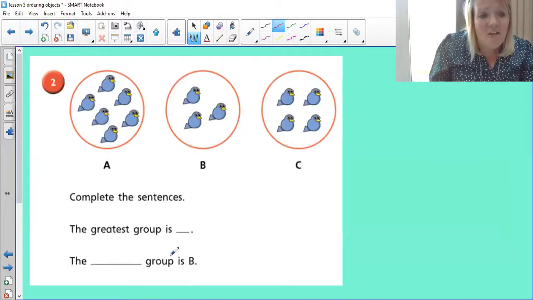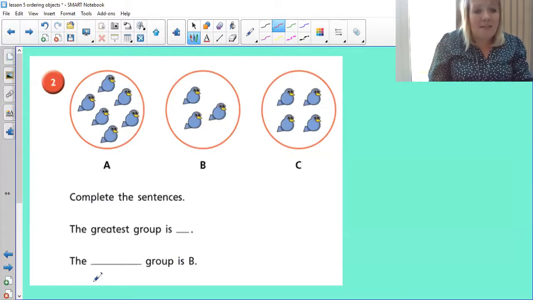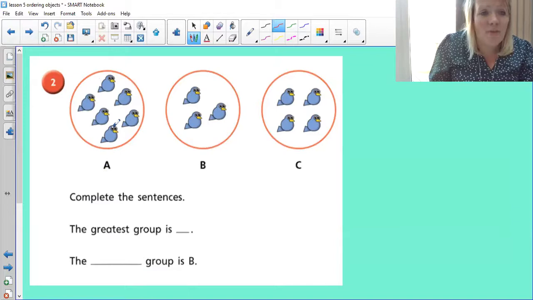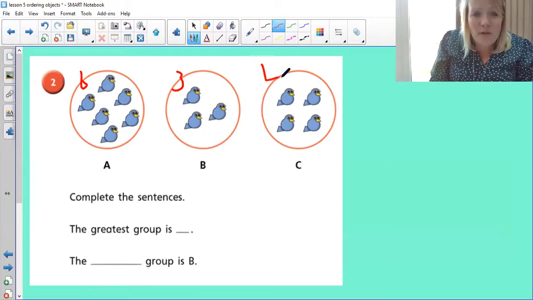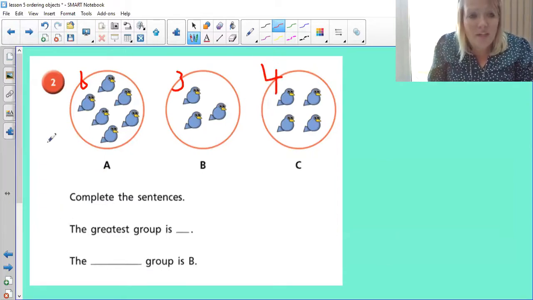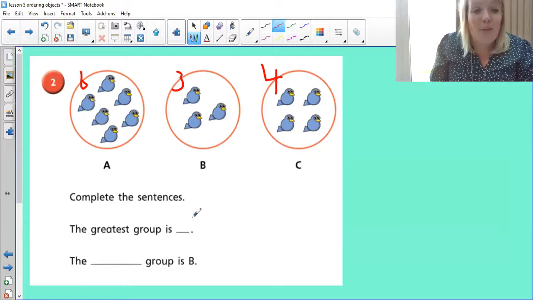Okay, let's have a look at this one here. Complete the sentences. The greatest group is, and the smallest group is B. Oh, let's have a look, shall we? Let's quickly count. One, two, three, four, five, six. Always a good idea to count just in case. One, two, three, and then one, two, three, four. So the greatest group is group A, because there are six in group A.